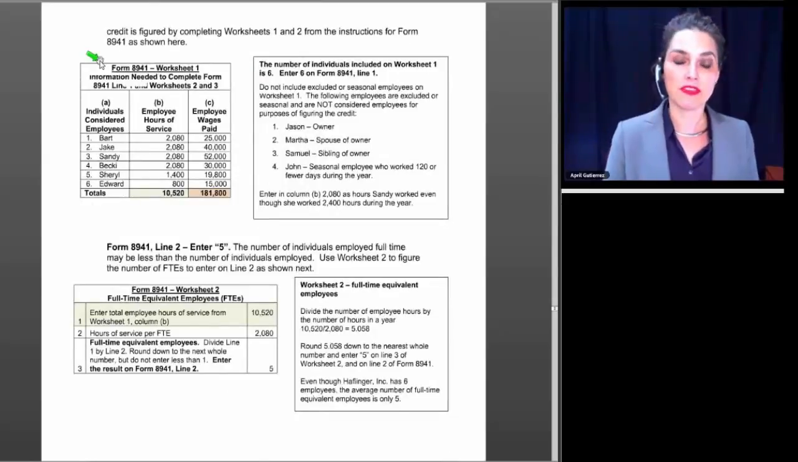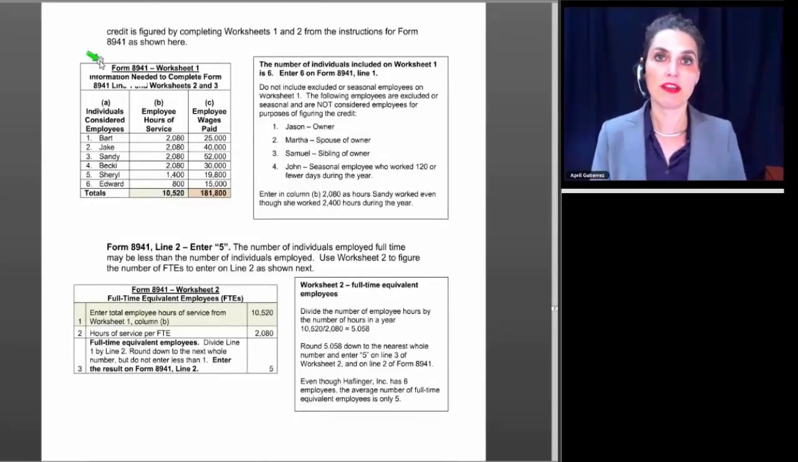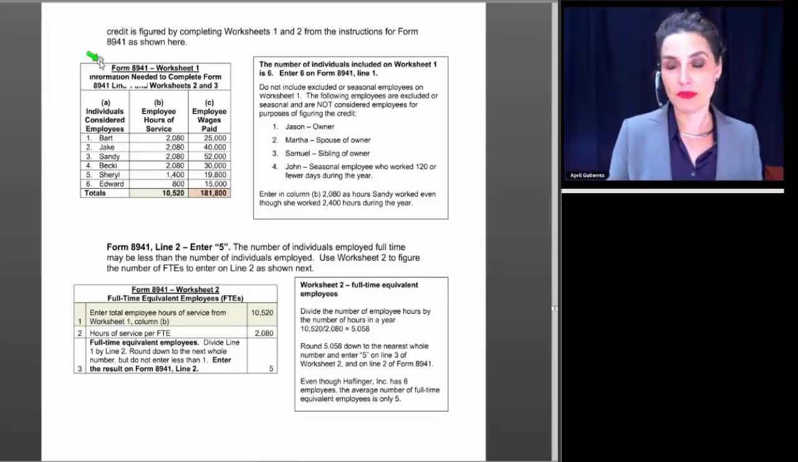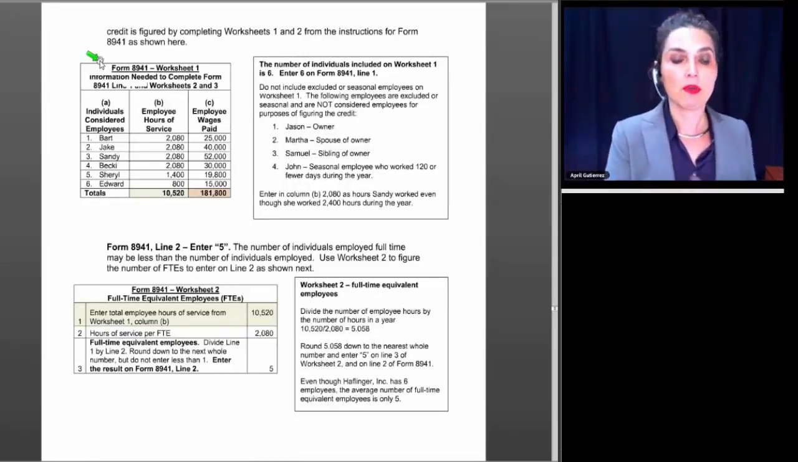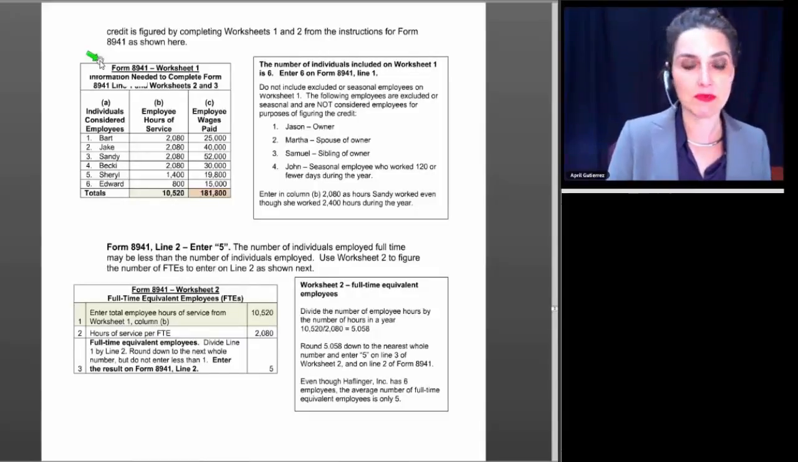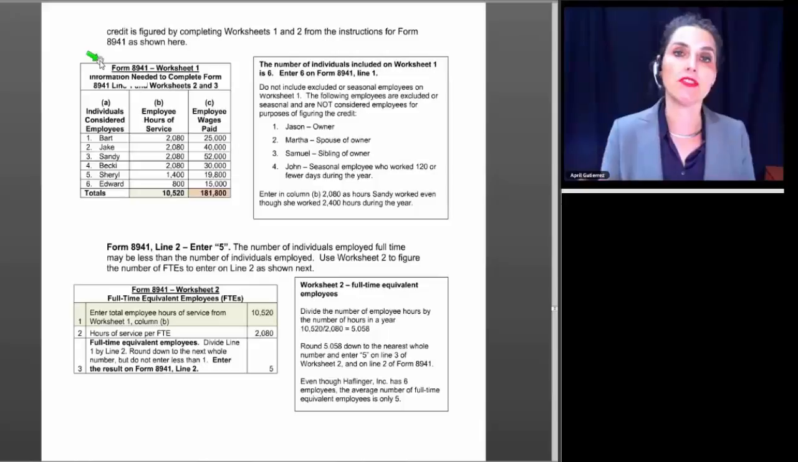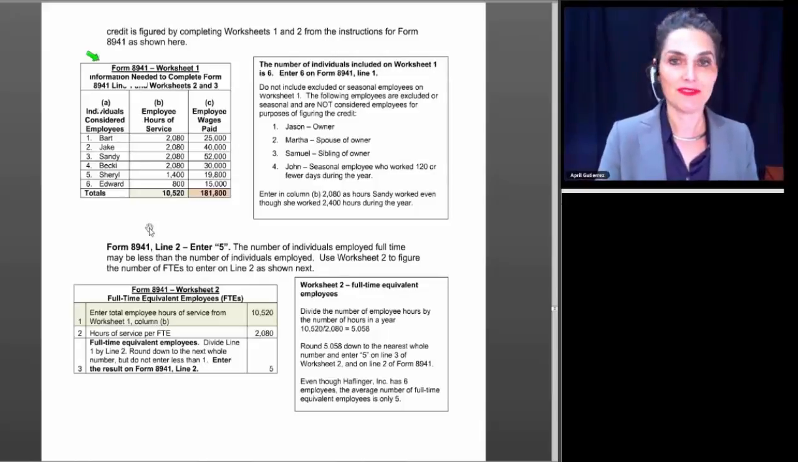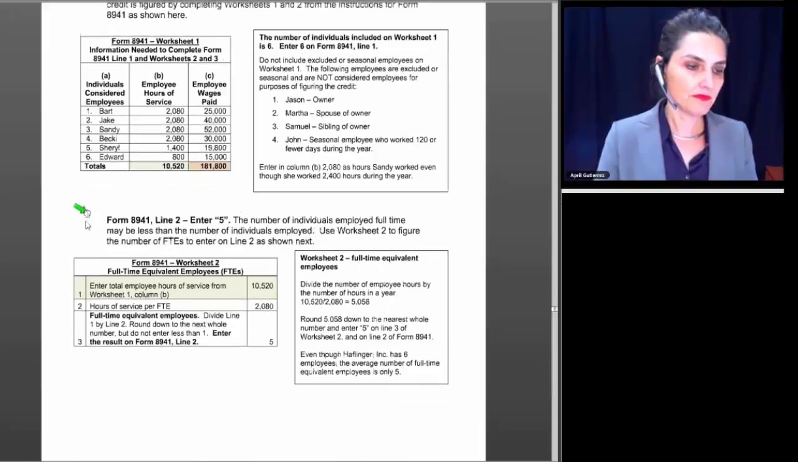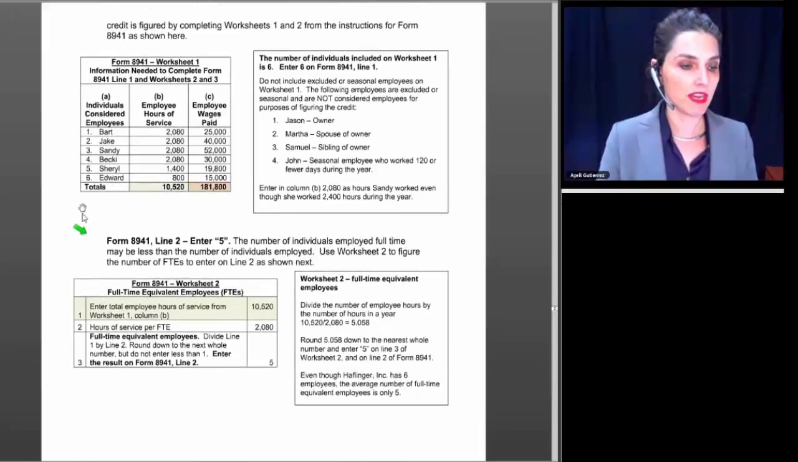And part of the effort to calculate this particular credit carries the preparer through 8 separate worksheets. So not only does the small business owner have to compile information in a manner that is usable to the tax practitioner, the practitioner is then going to use that information to go through and fill out 8 separate worksheets to fill out eventually the form. This is worksheet number 1. It's included in the instructions for Form 8941.